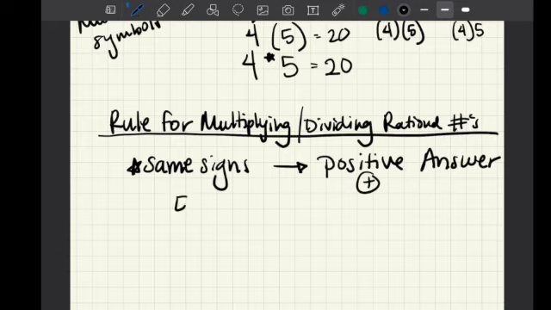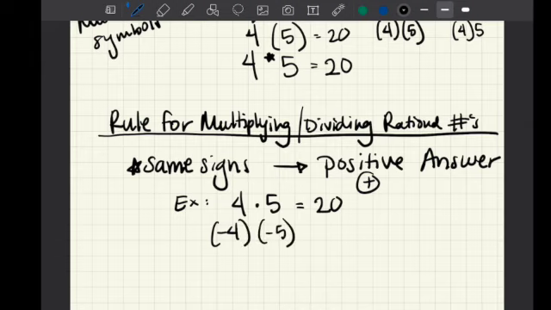So for example, we're just going to use what we used above, 4 times 5. Positive 4 times positive 5, that is a positive 20. Or if we had a negative 4 times a negative 5, that is also a positive 20. So anytime we're multiplying numbers that have the same signs, your answer is going to be positive.